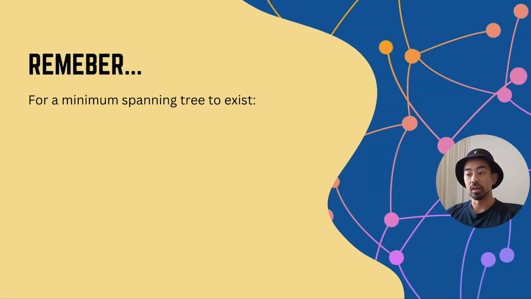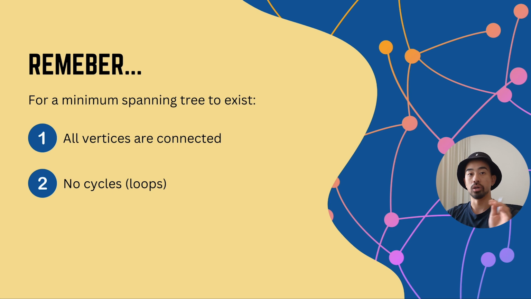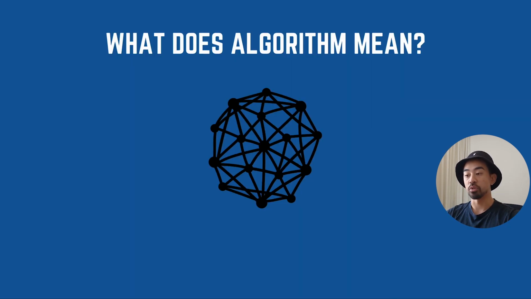Okay, so quick reminder again, what is needed for a minimum spanning tree? 1, all vertices need to be connected in the network, and 2, you can't have any cycles, so there shouldn't be any loops.